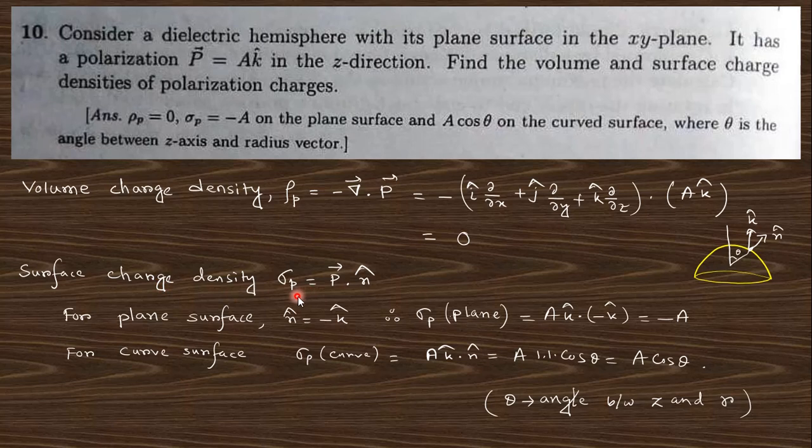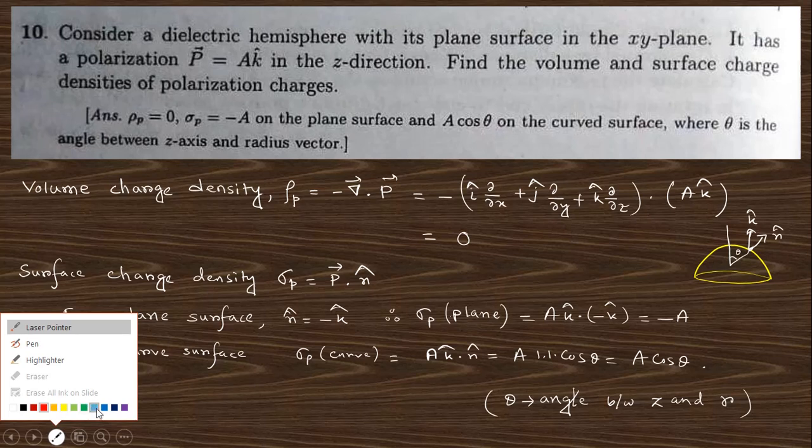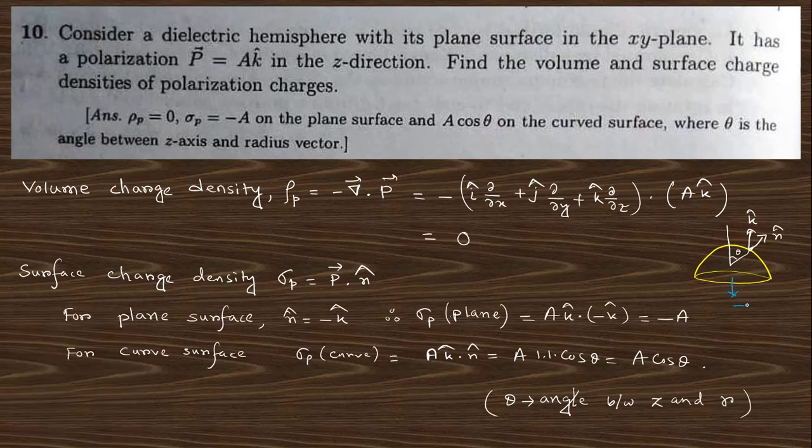For the surface charge density, it is P dot n cap, where n cap is the direction of the surface normal. For the plane surface, the direction of n cap is downward, that is minus k cap. So for the plane surface, putting n cap as minus k, you will get minus a. For the curved surface, k dot n cap, where k is along the z direction, the angle between them is theta, so you will get a cos theta, where theta is the angle between n cap and the z direction. Go to the next question.